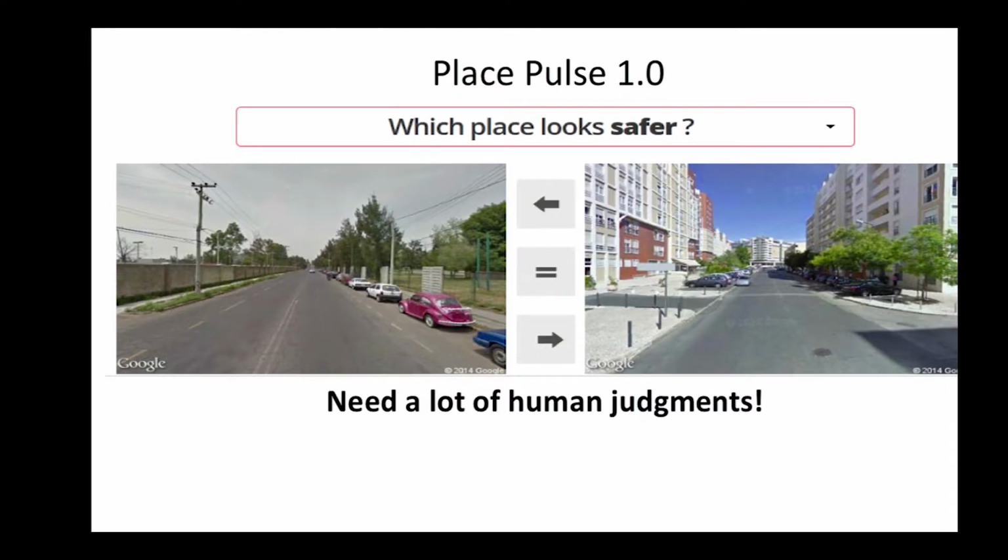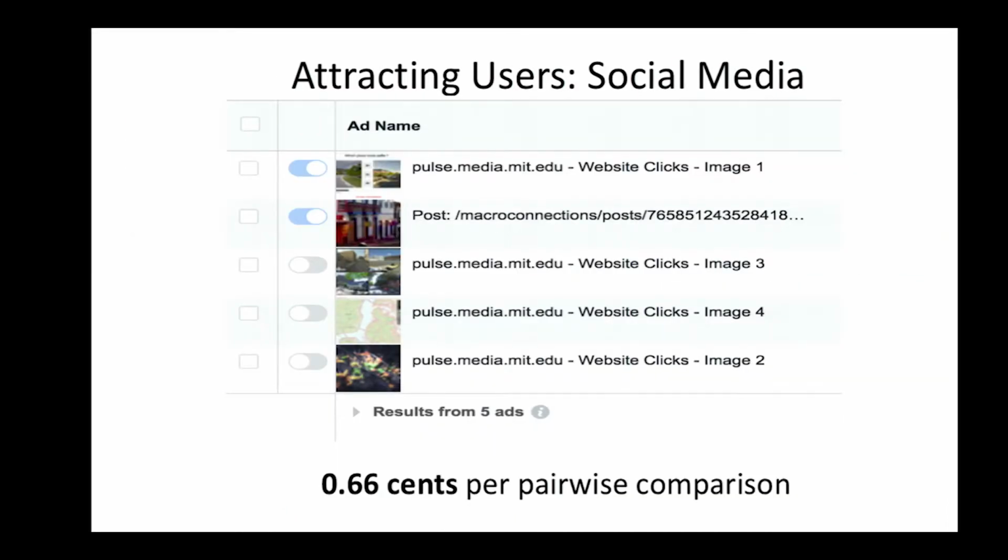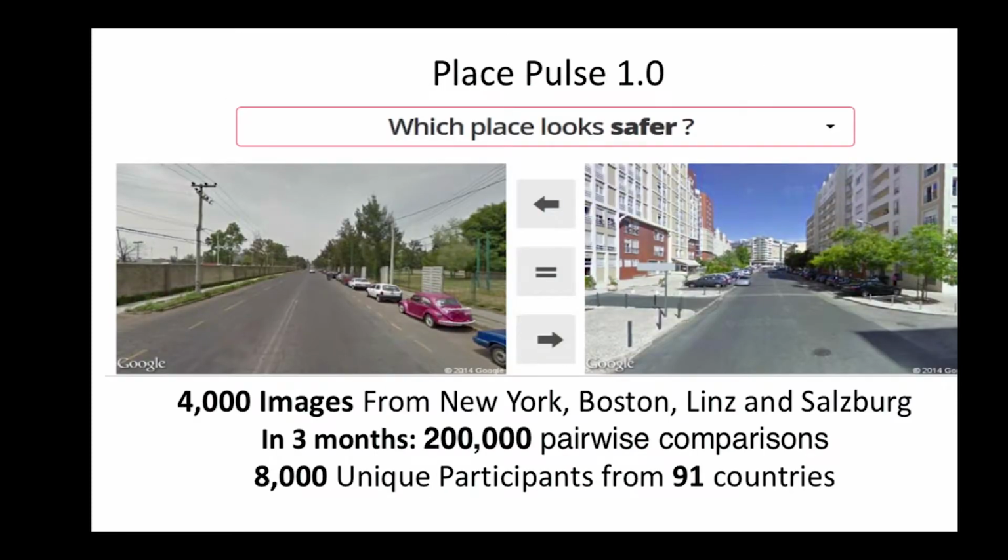So, being at the Media Lab, we have access to a lot of media, popular media and print media. So we did a bunch of publicity. We published a bunch of articles on why you should come play this game. And a bunch of people read these articles and came to our website and gave us these comparisons. We also did a bunch of Facebook advertising. And in this way, we collected thousands of responses from people across the world.